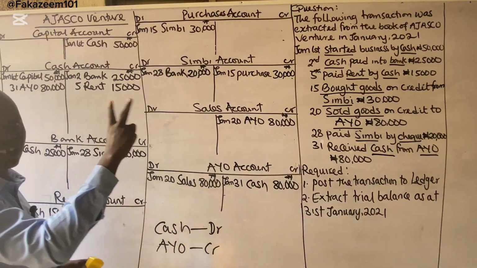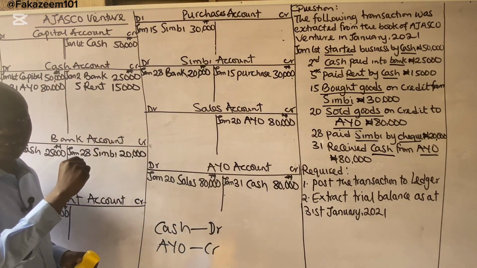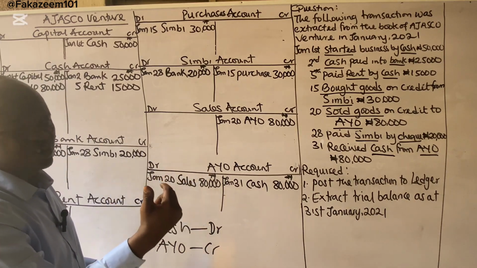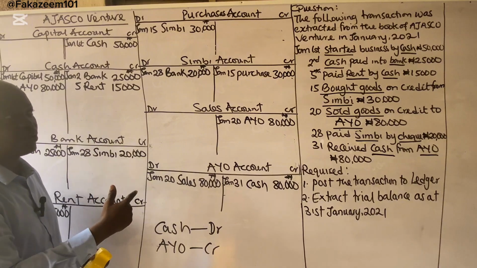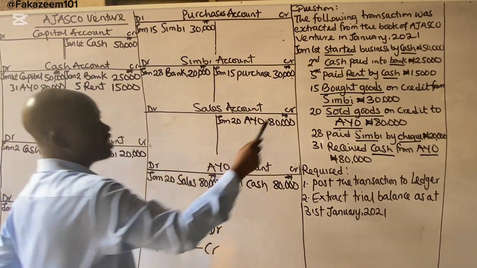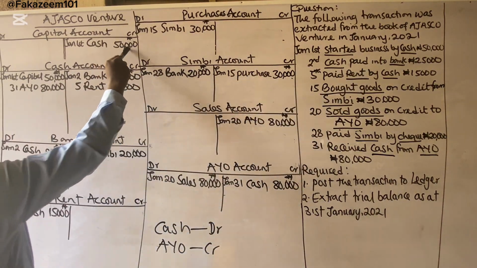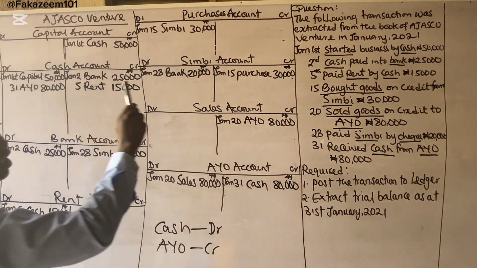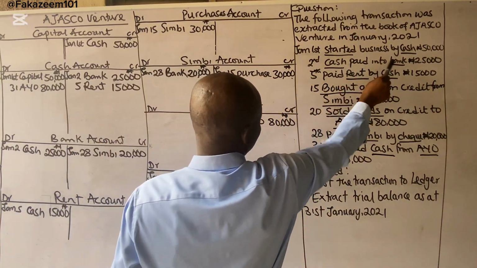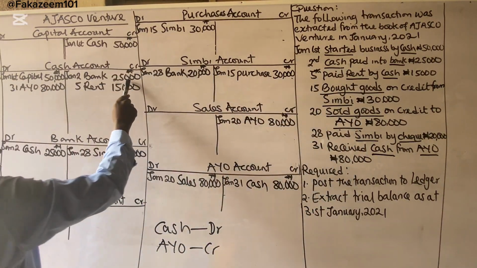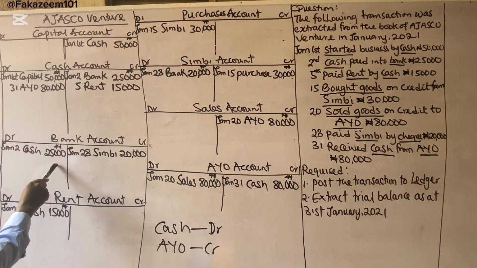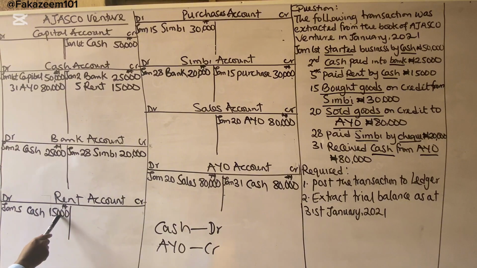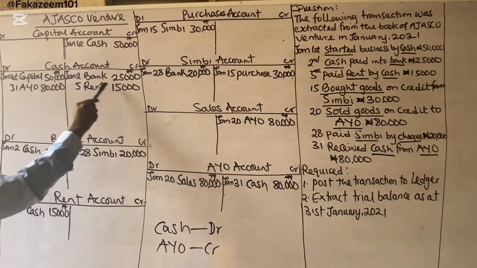It means that the first thing we do is to identify two accounts. The next thing is, out of the two accounts, which one are we receiving and which one are we giving out? The item that we are receiving with debit and the item that we are giving out with credit. From the beginning, we say started business by cash. We credit capital, and we debit cash. On the second, cash paid into bank. We credit cash account and we debit bank account. On the 5th, paid rent by cash. We debit rent account and credit cash account.